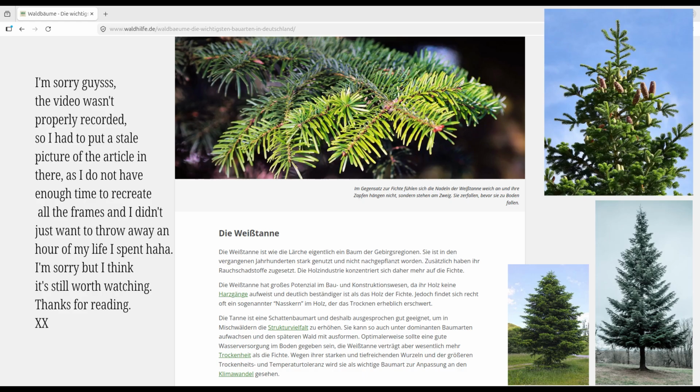Wegen, because of its strong and deep-reaching roots and the bigger drought and temperature tolerance, she or it is being seen as an important tree species for the adjustment to the climate change. So, because of its strong and deep-reaching roots and the bigger drought and temperature tolerance, is being seen as an important tree species for the adjustment to the climate change.